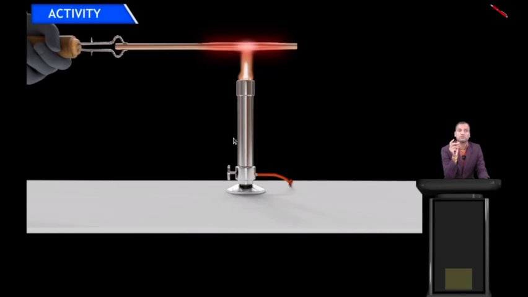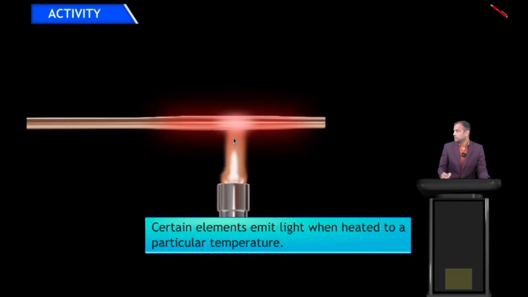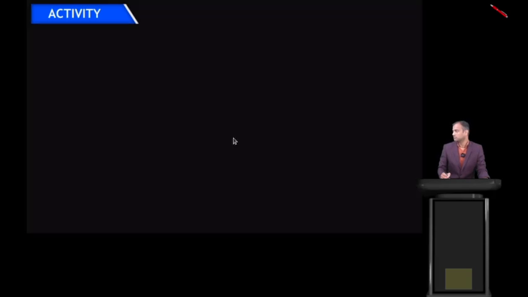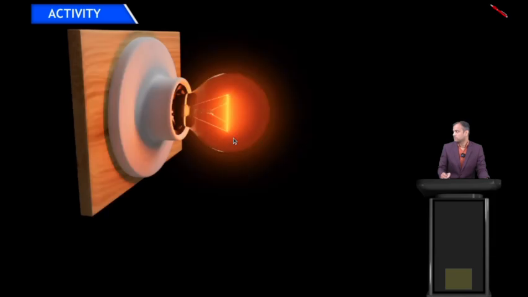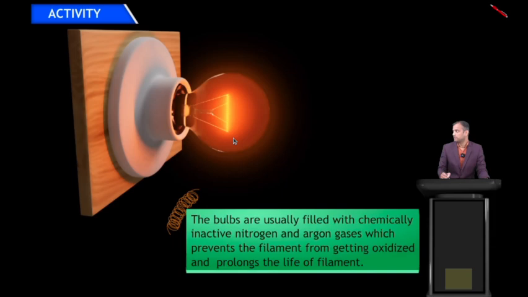So here is an activity. You can heat up a copper rod. Certain elements emit light when heated to a particular temperature. Here we will use this property to light up a bulb. The bulbs are usually filled with chemically inactive nitrogen. All bulbs are filled with nitrogen and argon gases, which prevent the filament from getting oxidized and prolong the life of the filament.